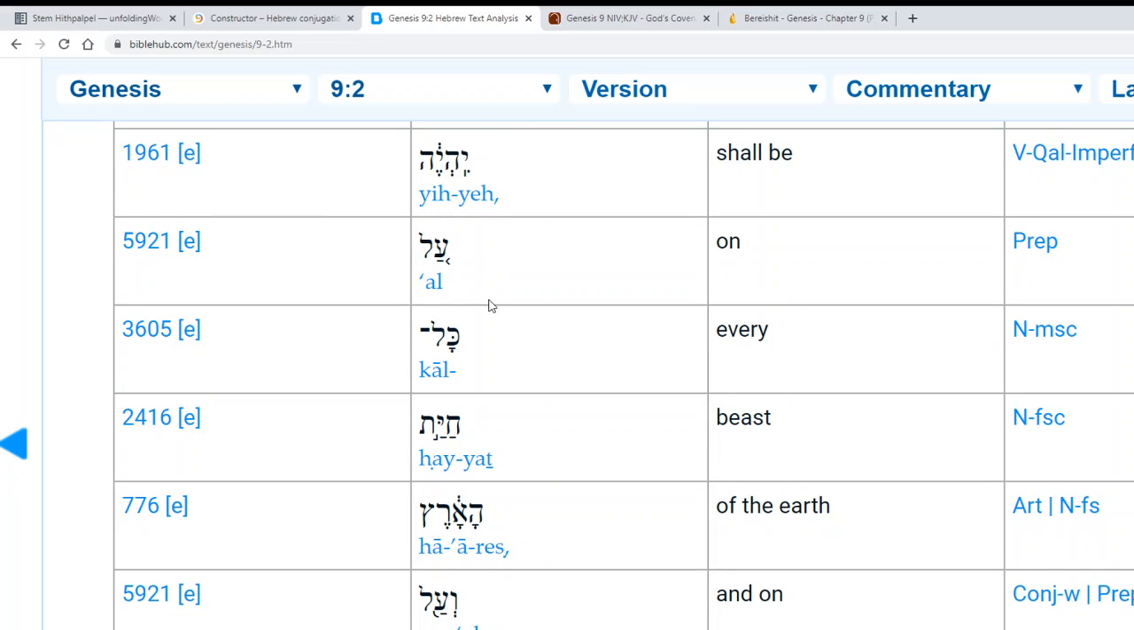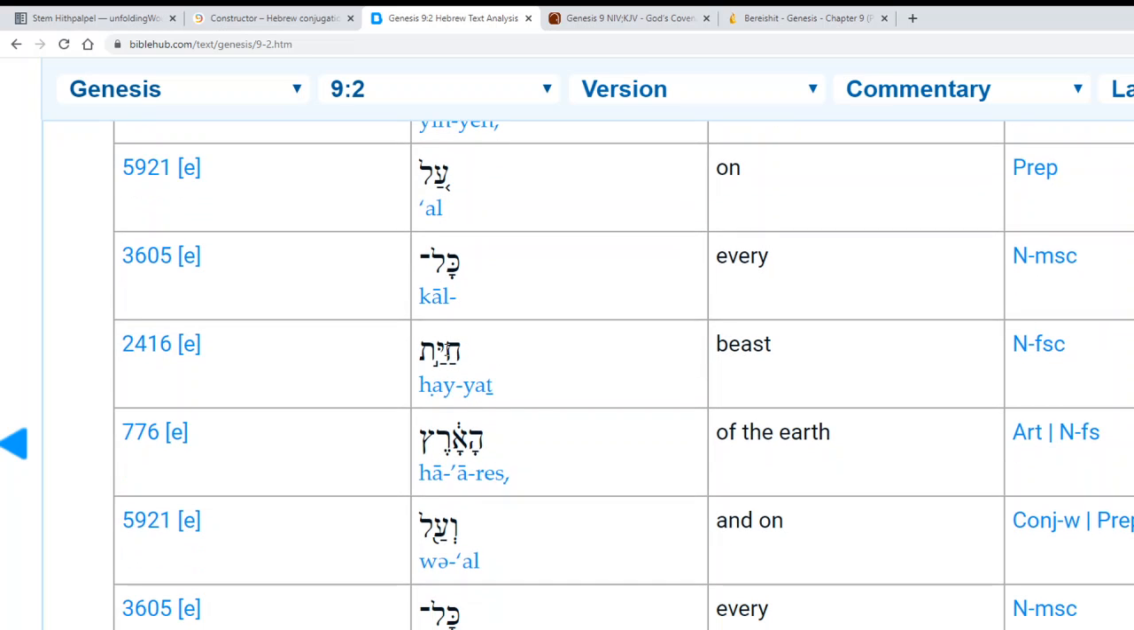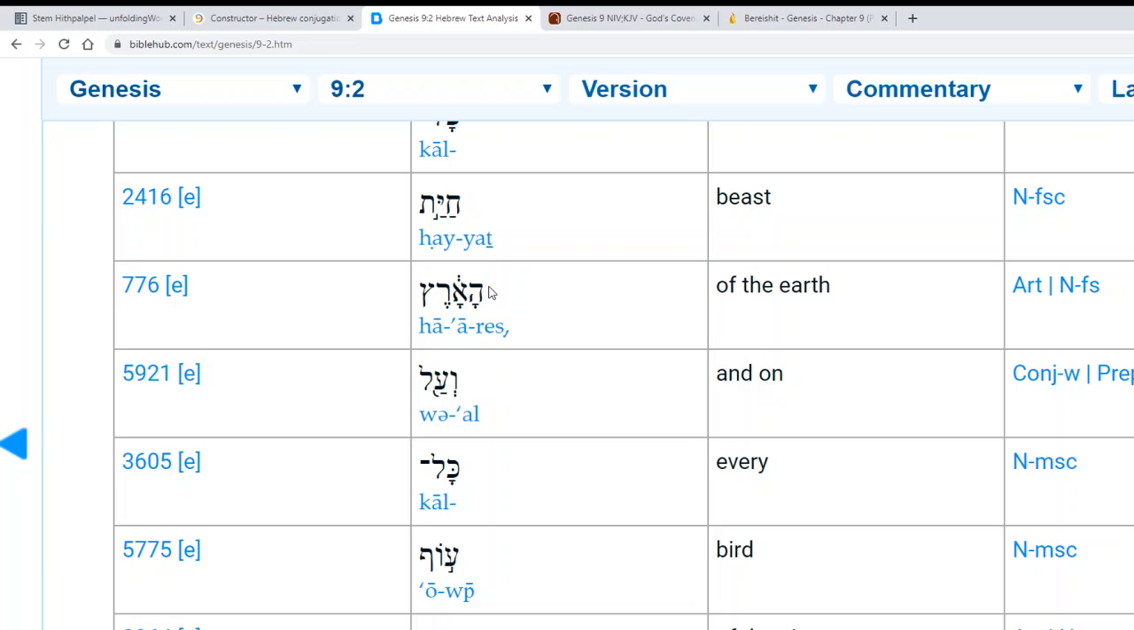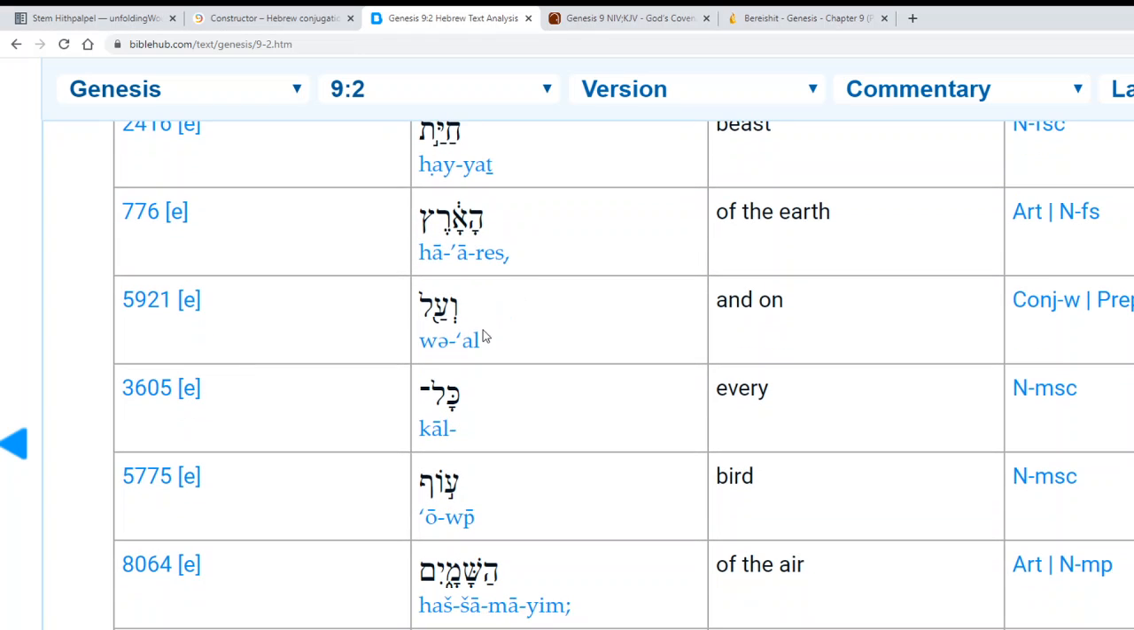Al, this is the preposition with the ayin, not the aleph. Kol, meaning every. Hayat, so here chaya is in the construct form with aretz, right? So it's chaya, but the hey turns into a taf because it's in the construct form. Haaretz, so the article goes on the last noun in the construction. Smichut, right, is the construct form. Haaretz, of the land. So chayat haaretz are beasts of the land, right?